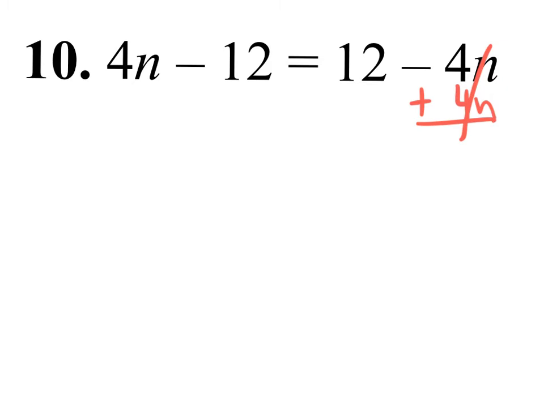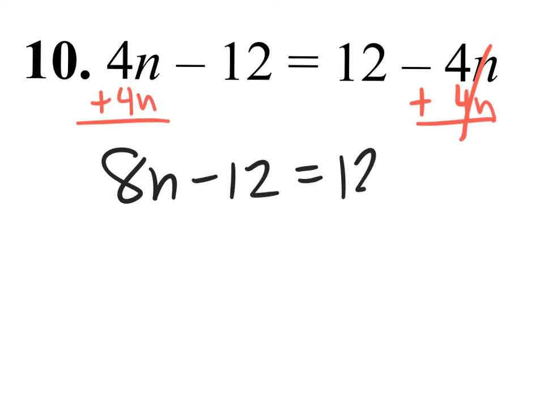So you're going to add 4n over here with the other n term, right? So 4n plus 4n really is 8n. Bring down the -12, bring down the equal, bring down the 12.